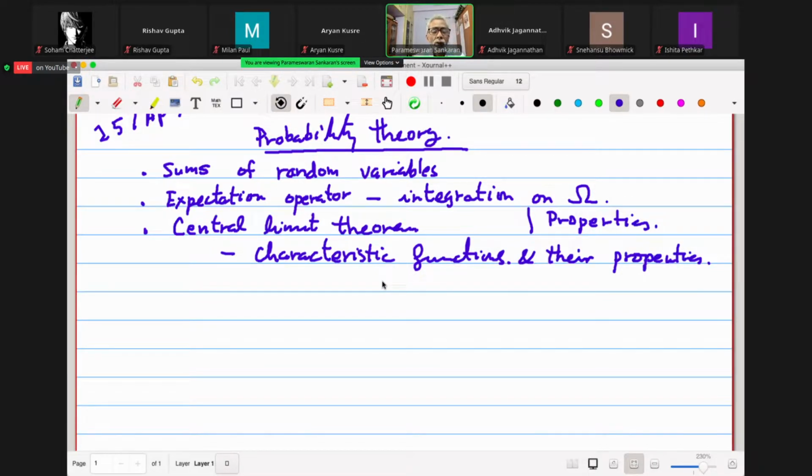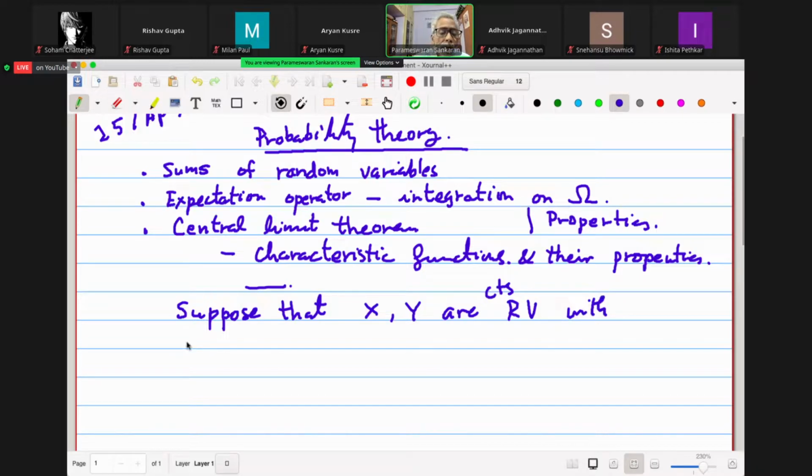So let's get started. So these sums of random variables, this is sort of part of a general discussion which is already over, but just to emphasize, suppose that x and y are random variables, okay, continuous random variables with joint density function f_{XY}, x comma y.